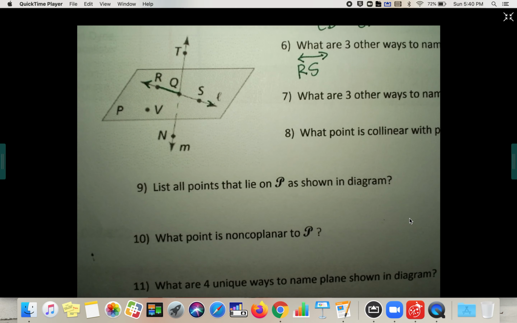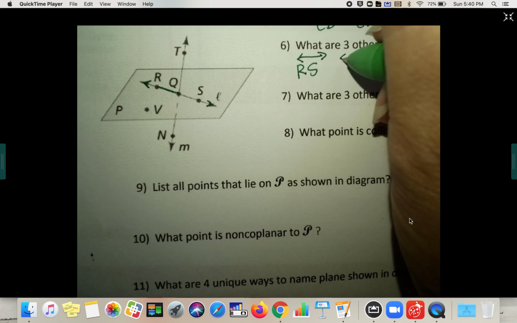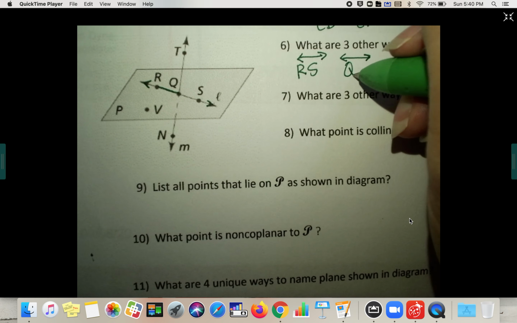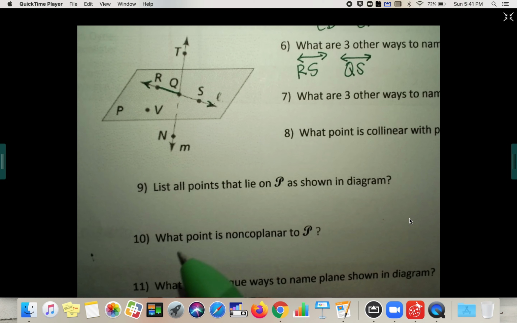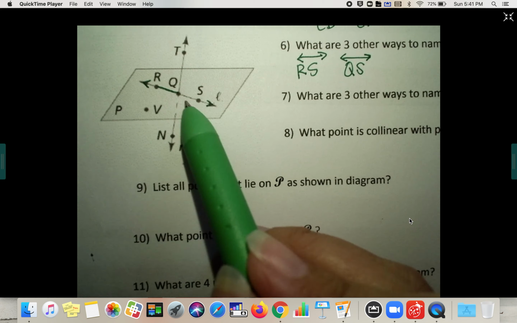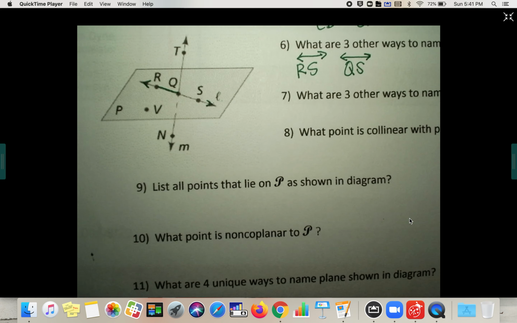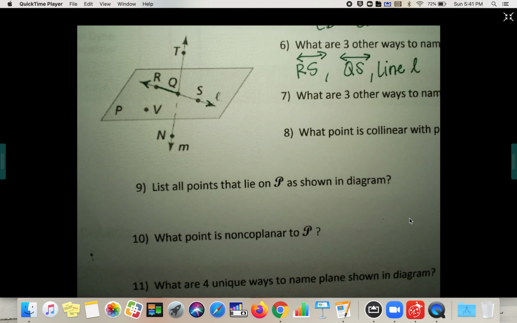We could also name it line QS because Q and S are still also on that same line that we're talking about. So line QS. And then the other way I see is, once again, they've done that silly little cursive letter L to signify this particular line. So we're going to call it line L. And those are my 3 ways right there that you can name that line.